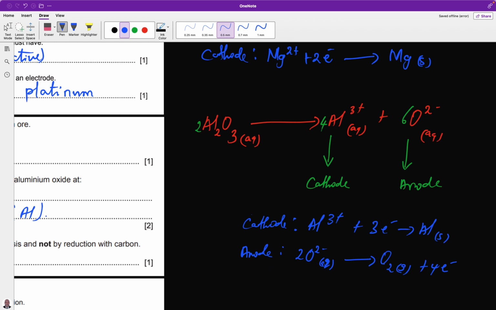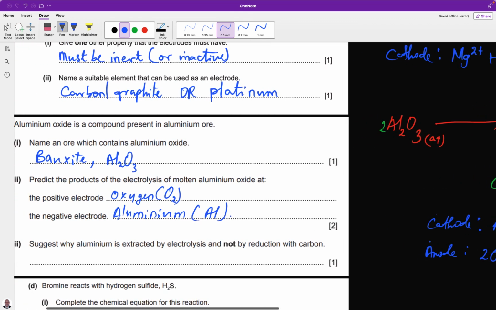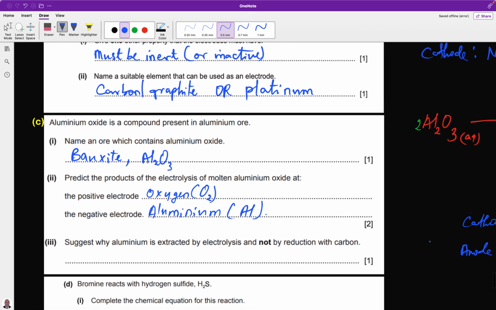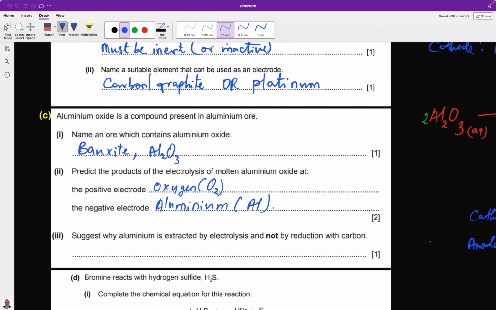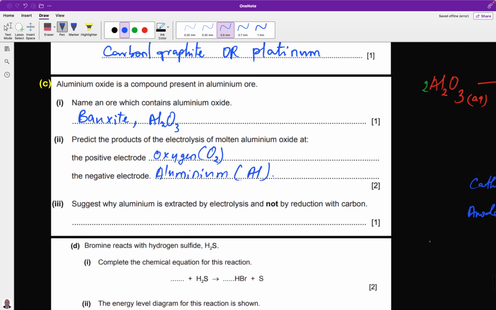That's why I say at the anode, oxygen will be produced, and at the cathode, aluminum will be produced. That is the negative electrode. So now, question number 3. Suggest why aluminum is extracted by electrolysis and not by reduction with carbon.